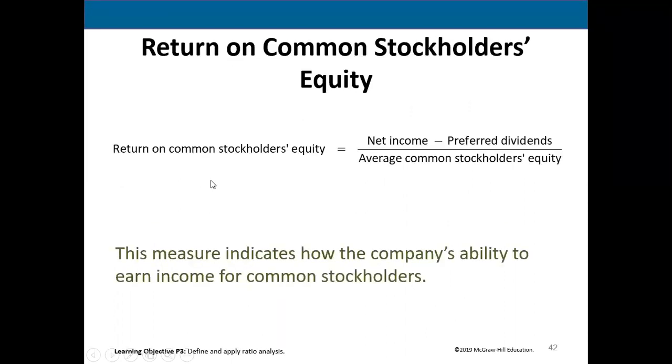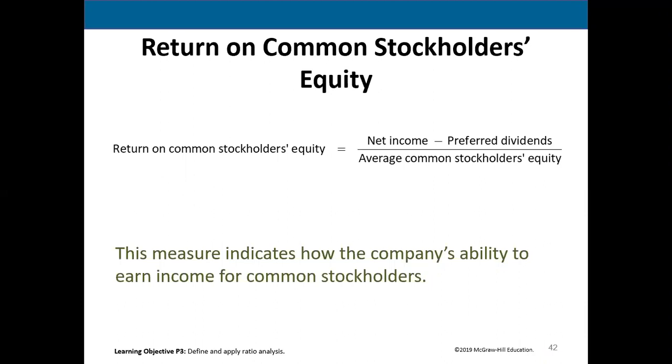Now, in the next ratio, we only focus on money given to the company by common stockholders. How well do we use just their money to produce profit? Why do we just focus on them? Well, total assets focuses on creditors, preferred stockholders, and common stockholder money, because that's where all the money comes from to buy assets.